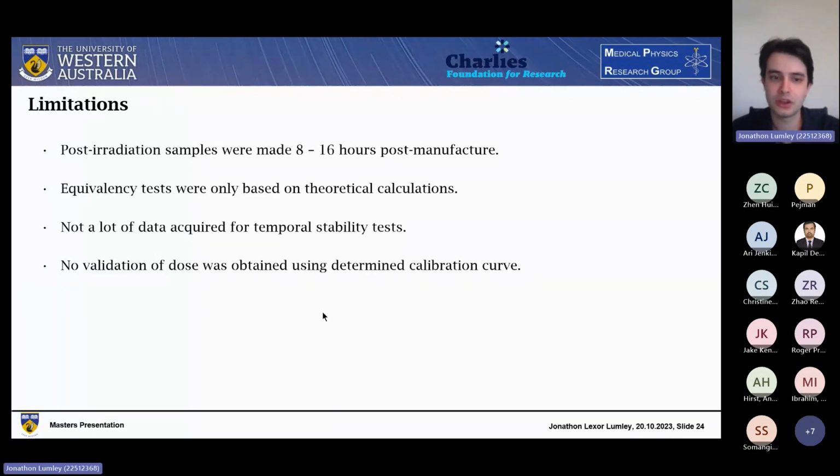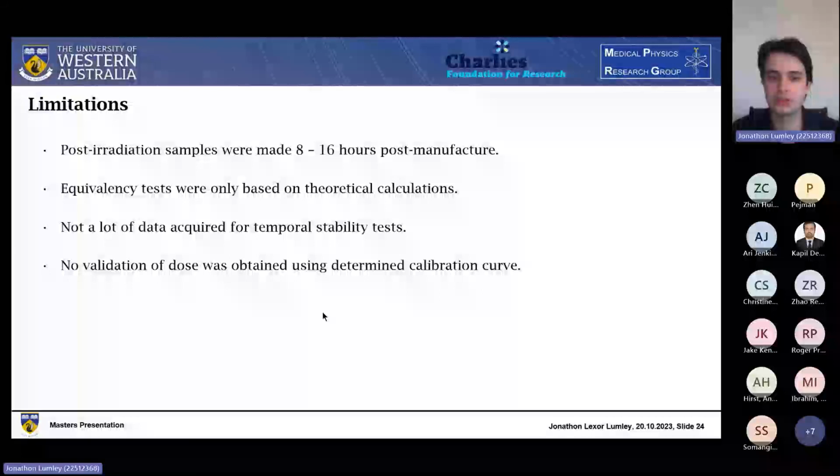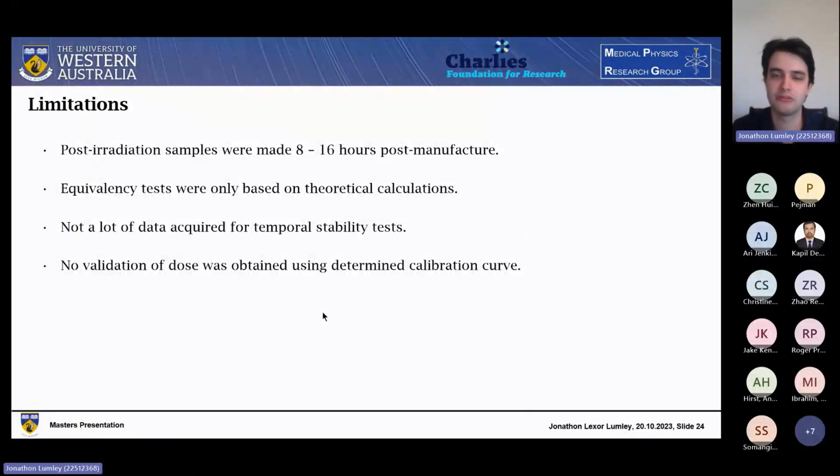Furthermore, for all the stability tests, only about 5 data points were acquired, so we haven't got a full stability profile yet. Again, this was because to do this test, we had to make the gel, irradiate the gel, and image the gel, all of which took quite a while to do, and I was limited in doing all 3. Finally, there was no validation of dose obtained from the determined calibration curve, so we were able to make a calibration curve, but we weren't able to test if it accurately predicts dose.